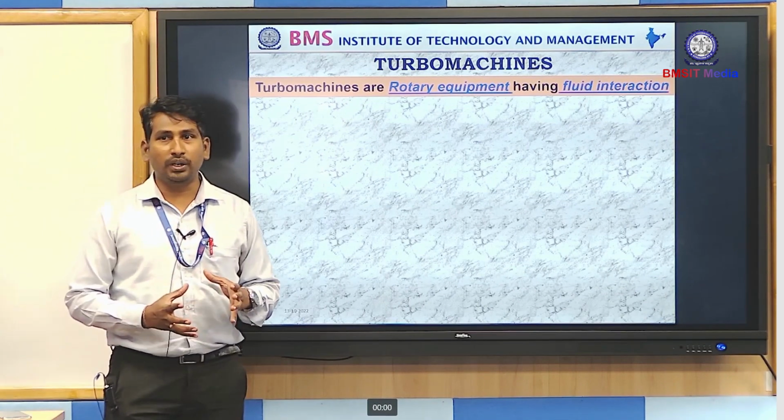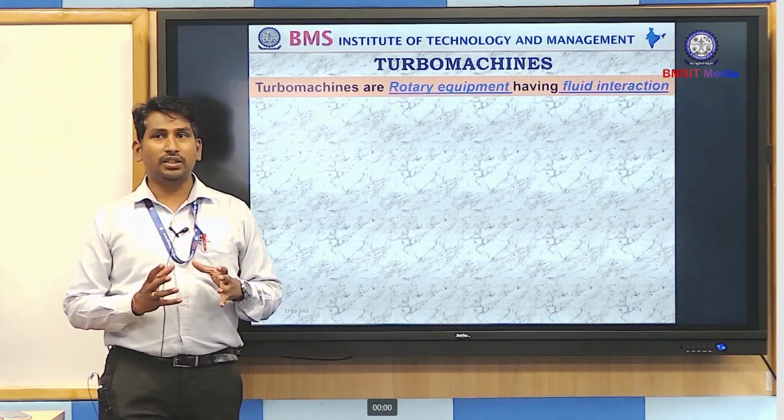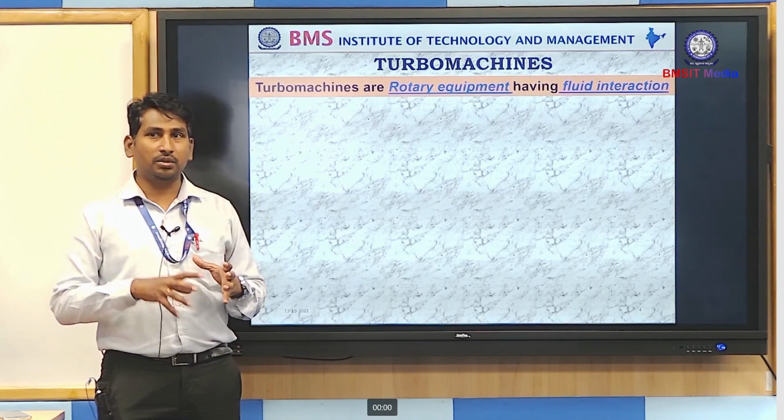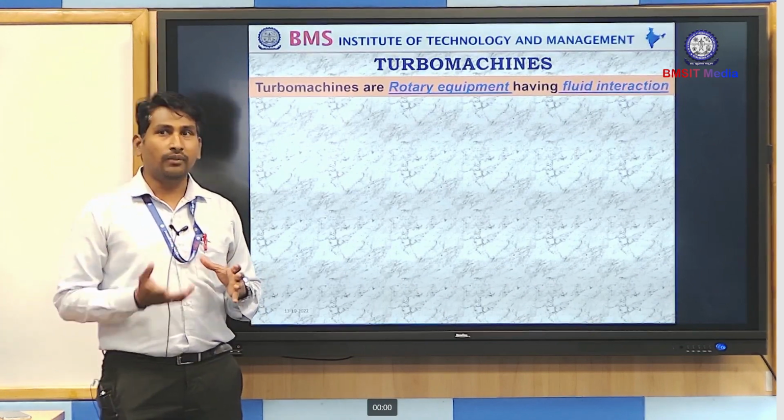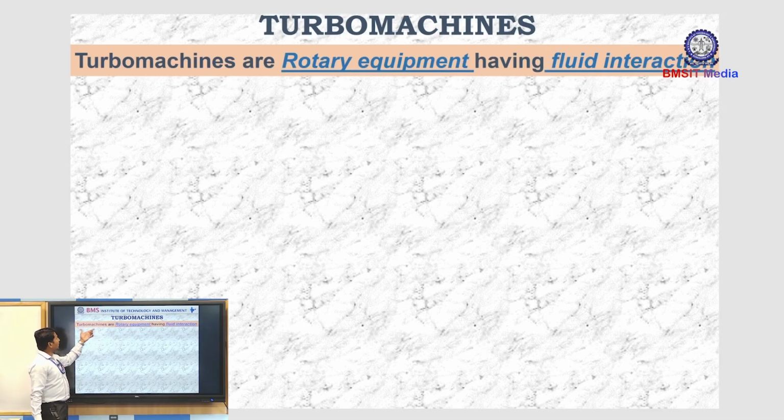Any rotary equipment, wherever we see, is considered a turbo machine, provided it has interaction with the fluid. In short, a turbo machine is a rotary equipment having fluid interaction with it. Wherever we see rotary equipment having fluid interaction, it is considered a turbo machine.